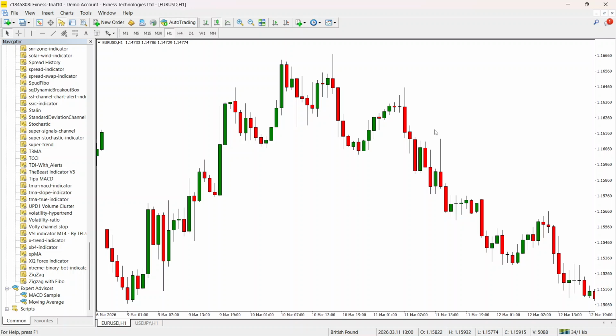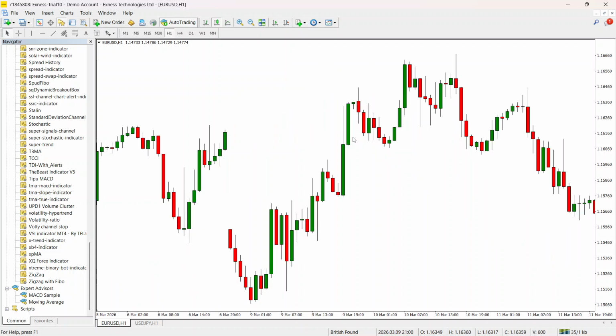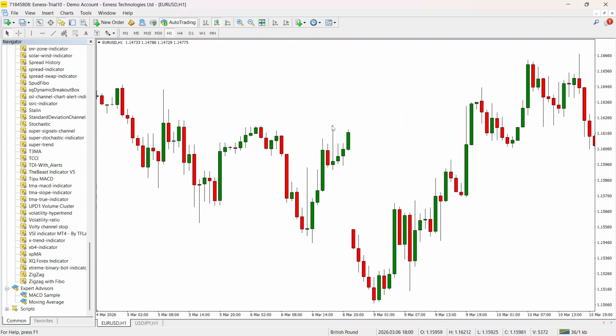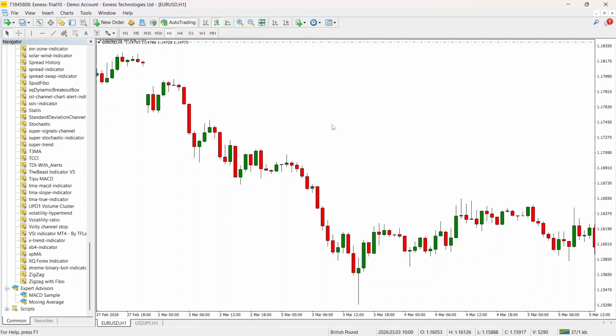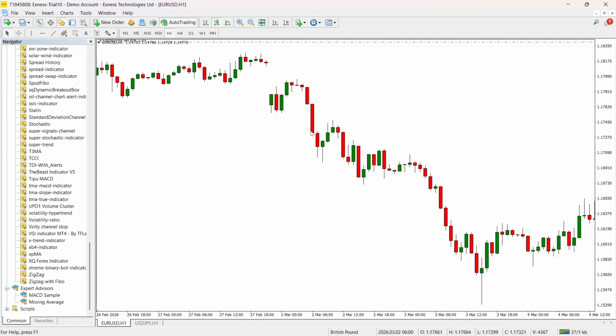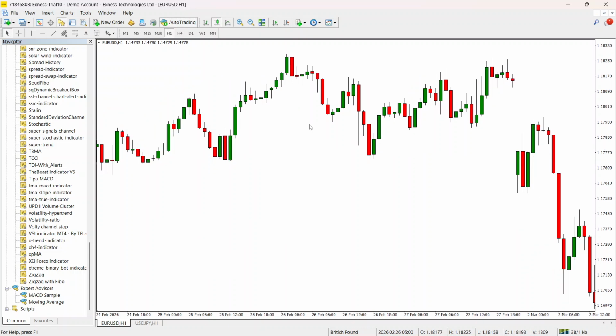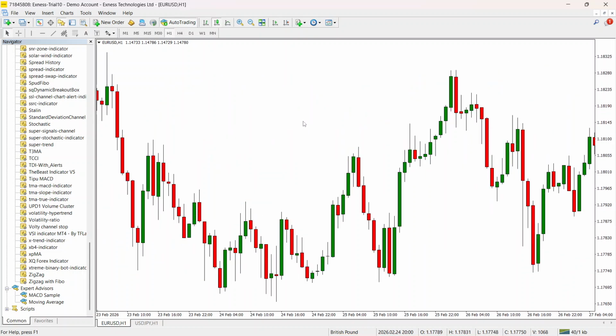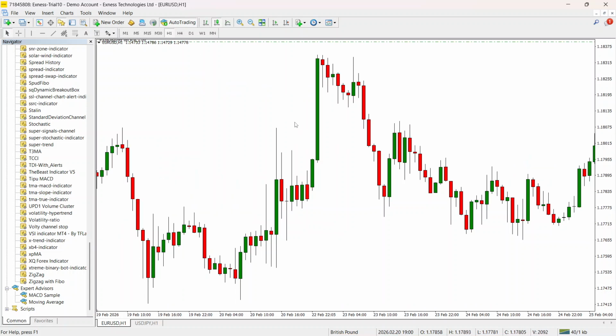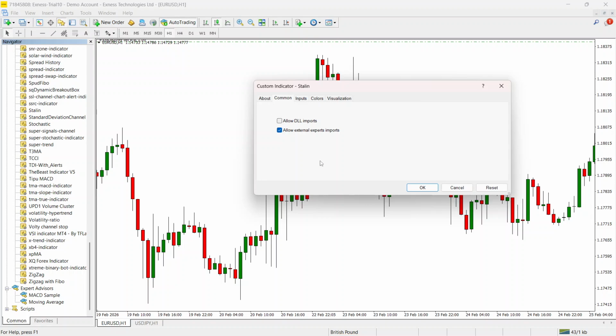Hello traders, in this video we are looking at the Stalin Indicator for MT4 and MT5. This trend and momentum indicator is built to highlight dominant market direction, momentum strength, and potential entry and exit zones while filtering out a lot of short-term noise. Let's load the indicator on the chart so you can see how it looks in real time. Stalin Indicator.